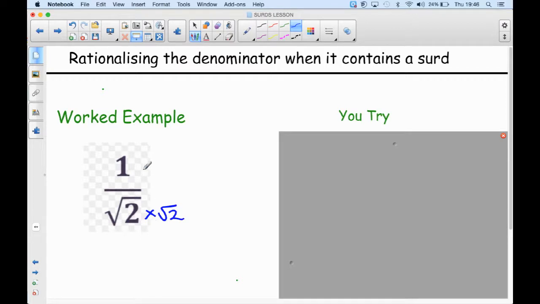Whatever I do to the denominator, I need to ensure I do to the numerator, therefore making the fraction equivalent. So 1 multiplied by root 2 is just root 2, and root 2 multiplied by root 2 is root 4. So, let's look at the square root of 4. That will actually give me whole 2, and therefore the denominator, which was a surd, has now turned into a whole number, meeting the objective, rationalizing the denominator only.